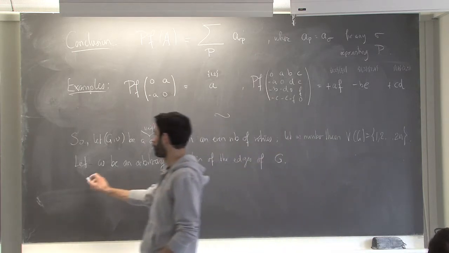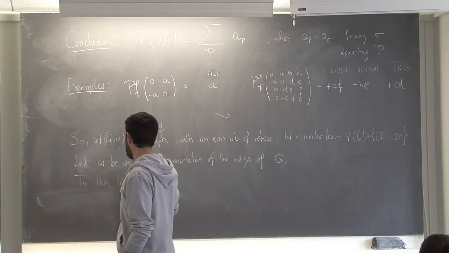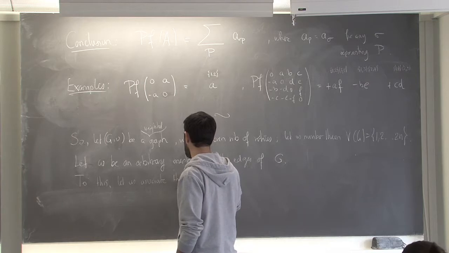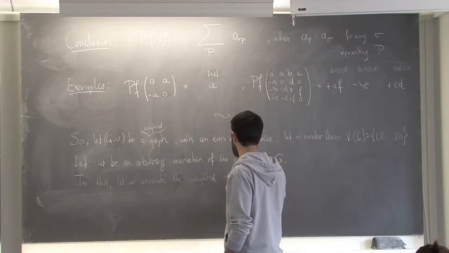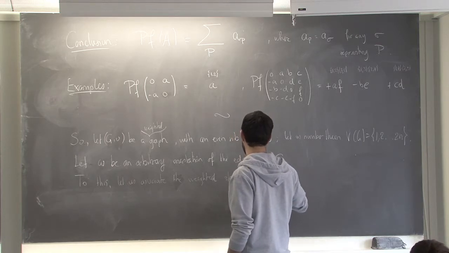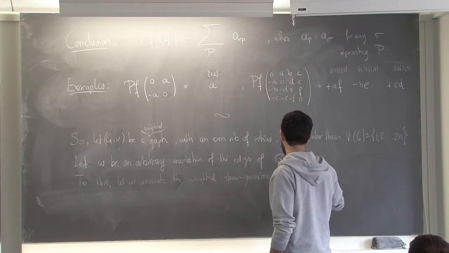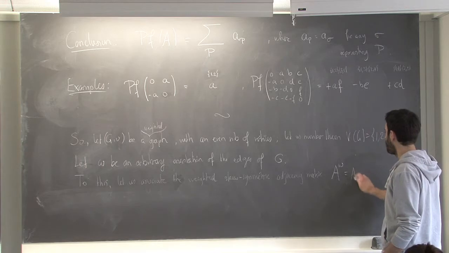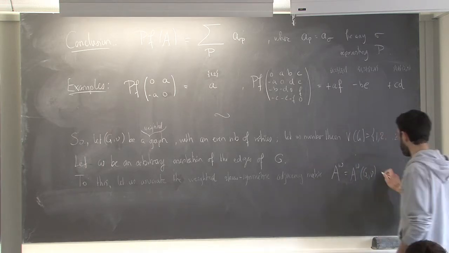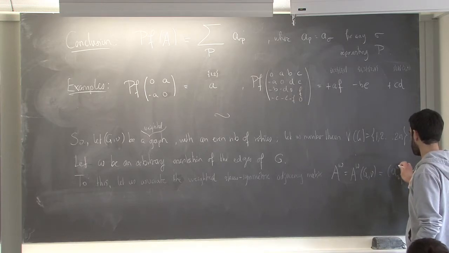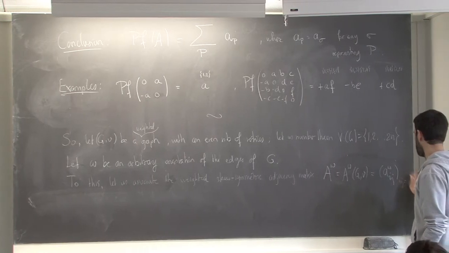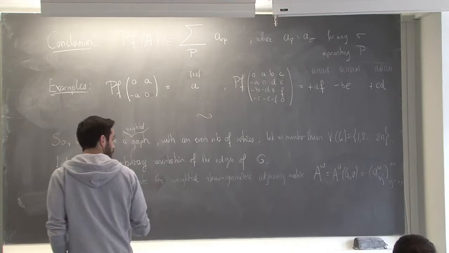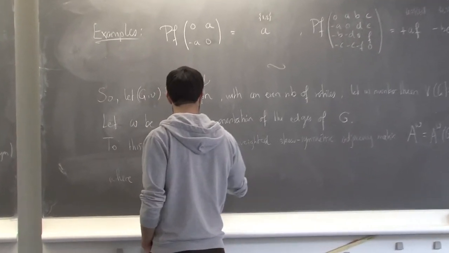Okay? So to this, let us associate the weighted skew-symmetric adjacency matrix. So I'm going to write it as A omega. It really depends on omega, but also, of course, the weighted graph. And I will denote its coefficients by A_ij omega like this. And I guess you guess what the coefficients are. So A_ij omega is defined as follows.